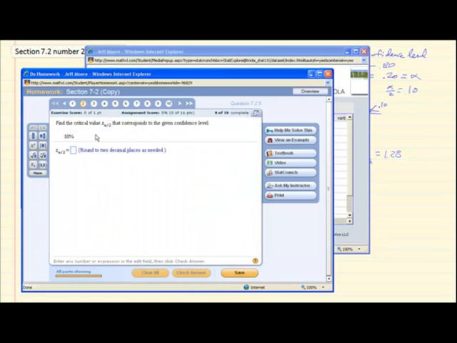So right there, we'll type 1.28, says to round to 2 decimal places, hit check answer, and it says well done.